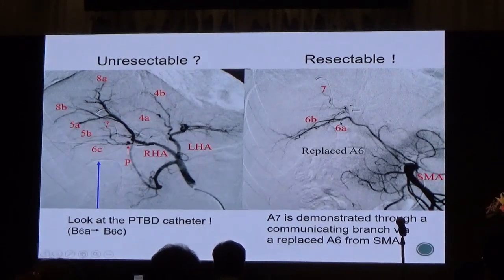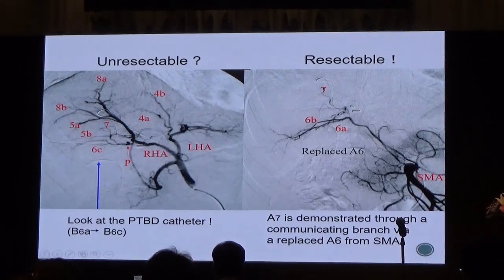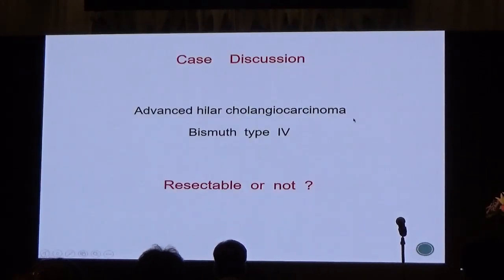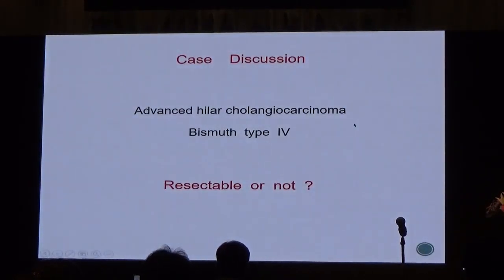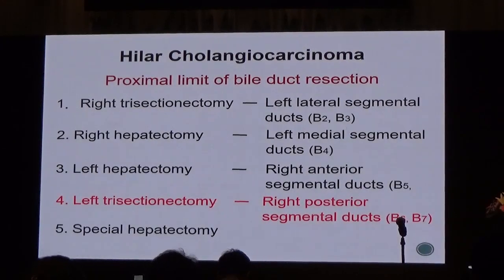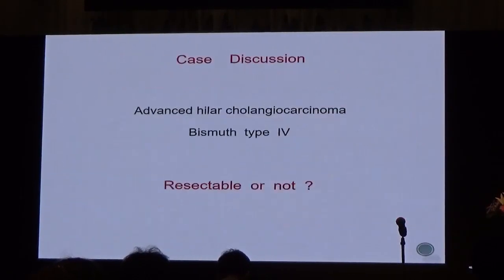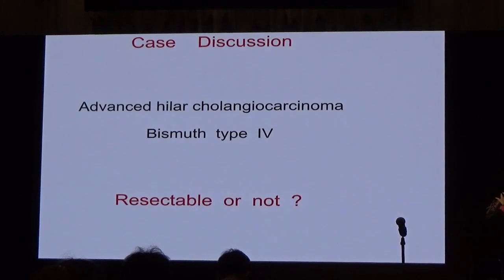The segment 6 hepatic artery communicates with segment 7. The segment 7 branch could be demonstrated from the replaced segment 6 branch. From these findings, I decided to resect this case. It might be resectable. And I will show you how to approach this very, very advanced case through left hepatic trisectionectomy.